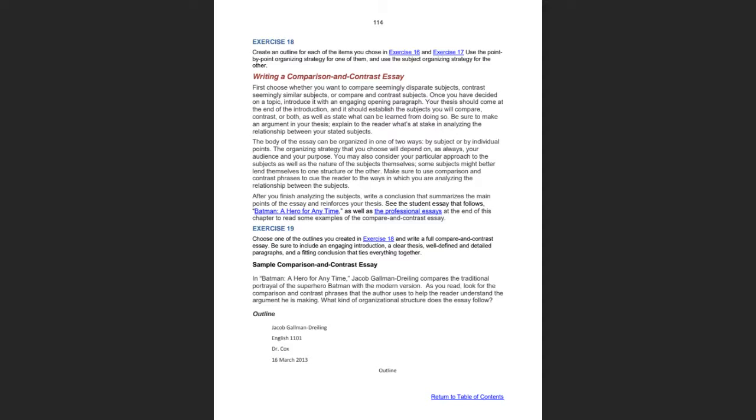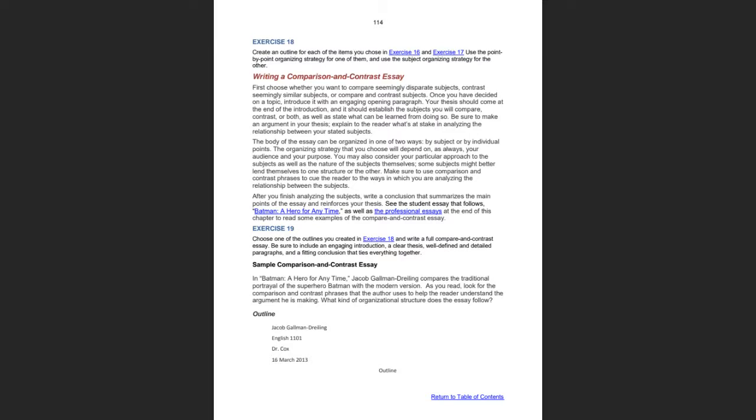But writing a comparison and contrast essay. First, choose whether you want to compare seemingly disparate subjects, that means very different, contrast seemingly similar subjects, or compare and contrast subjects. Once you have decided on a topic, introduce it with an engaging opening paragraph.